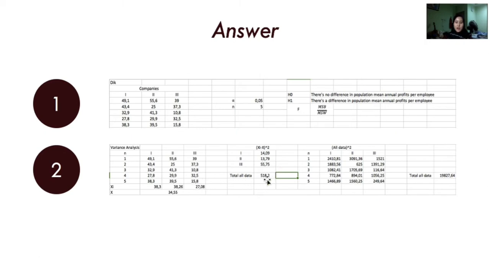Then this is the sum of all these data. So if we sum all this data, we get the total as follows, 518.2. Then we square the data here, and when we square this, we get this result, and when we square this, we get this result, and so on. Then we sum the data here, and when summed the result is like this.